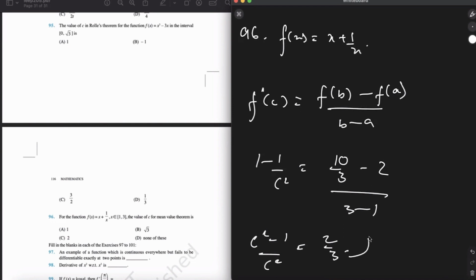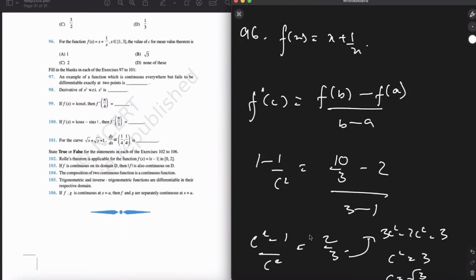In this, I will get what? 3c square minus 2c square is equal to 3. c square is equal to 3. c is equal to under root 3. Plus or minus under root 3, but the domain given to us is from 1 to 3, so it will be positive under root 3. Option B will be the correct answer.